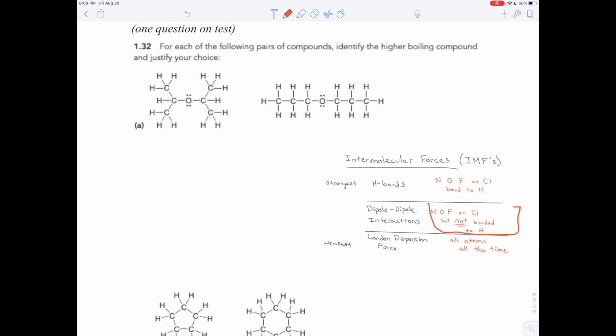How about dipole-dipole interactions? Does this molecule have nitrogen, oxygen, fluorine, or chlorine? It does. Is it not bonded to hydrogen? Yes, that is the case. And so this molecule will have dipole-dipole interactions.